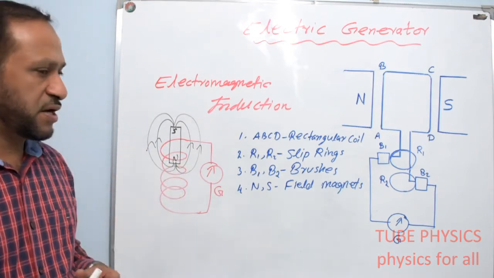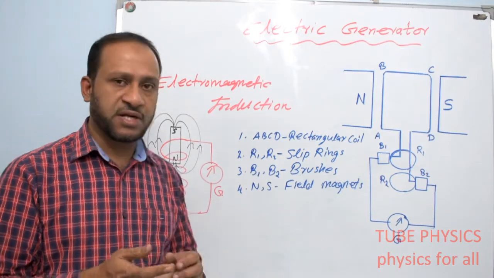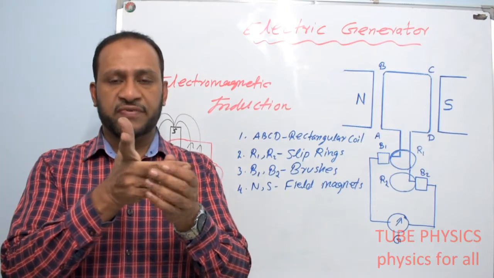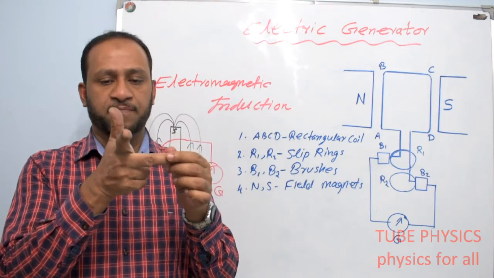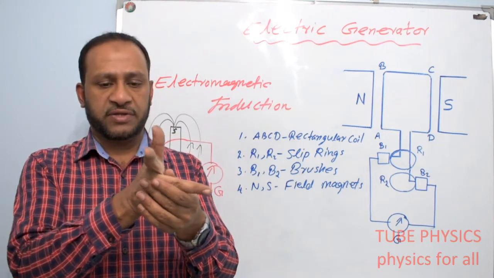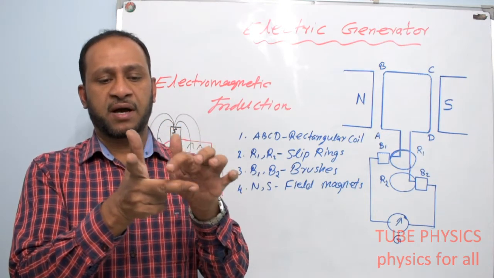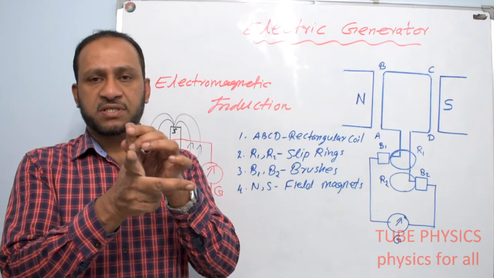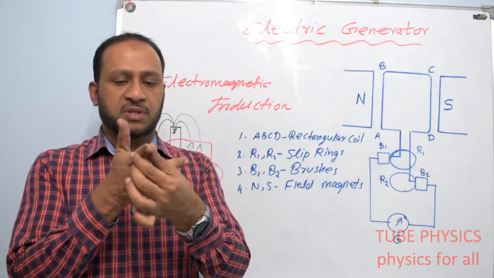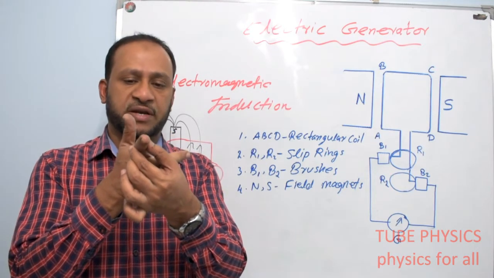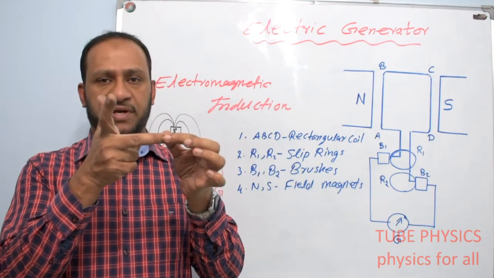The direction of induced current is obtained from Fleming's right-hand rule. According to Fleming's right-hand rule, we have to stretch the three fingers of our right hand, that is the thumb, the index finger, and the middle finger, in mutually perpendicular directions, like this. The thumb represents the force acting on the conductor or the direction of motion of the conductor. The index finger shows the direction of magnetic field. Then the induced current direction will be given by the middle finger.